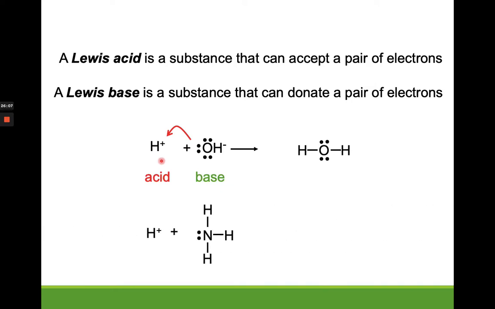Another example is this one, NH3 reacting with an H plus ion. So what happens here is that the electron pair from nitrogen is donated to the hydrogen ion. And so what we do have is NH4 plus, the ammonium ion. So in this reaction, H plus is our acid because it's the one that accepts, and NH3 is our base because it's the one that donates the electron pair.